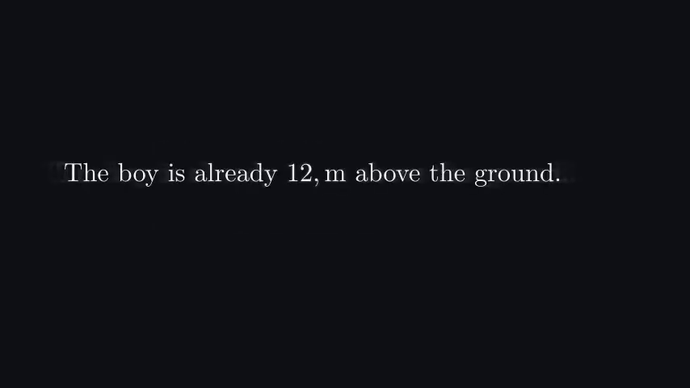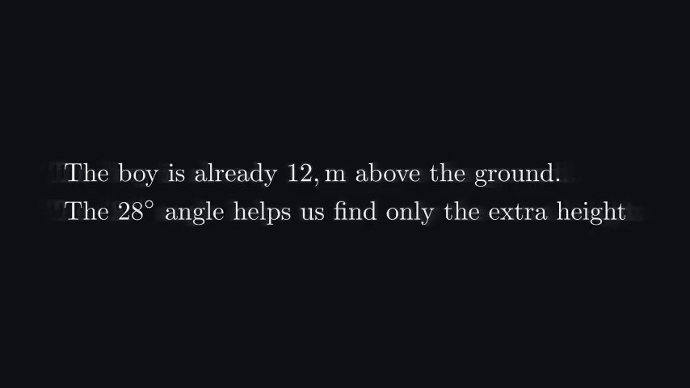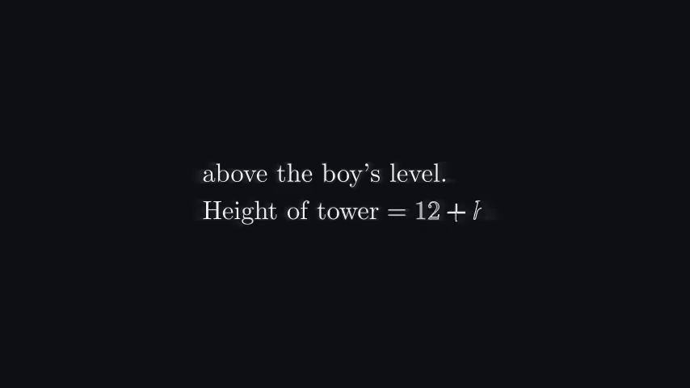The boy is already 12 m above the ground. The 28 degrees angle helps us find only the extra height above the boy's level. Height of tower equals 12 plus h.